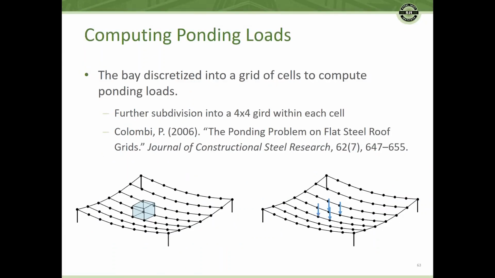A quick note on the computation of the water load. The bay is discretized into a grid of cells, and then equations are used. These equations come from a journal paper from the Journal of Constructional Steel Research to convert that volume of water into a set of 4-point loads. And that's done at each one of the cells within the grid. For the roof bay analysis tool, the grid has 20 cells along the direction of the joist, and the number of joist spaces is the number of cells in the direction of the joist girder.